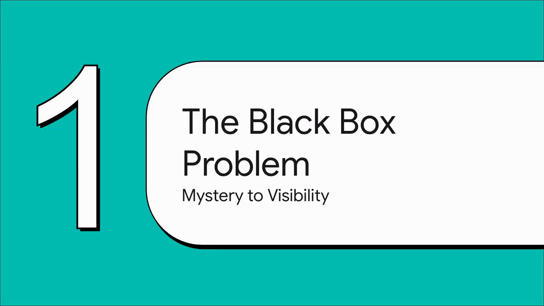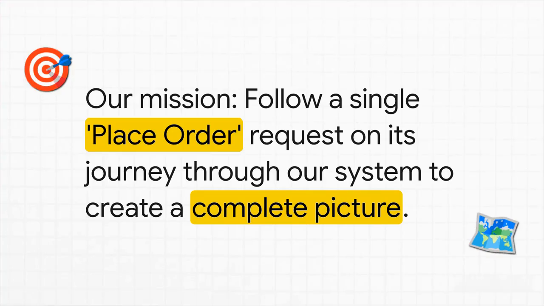This all comes down to what we call the black box problem. Our systems are so distributed these days, spread across different APIs, message queues, databases, that when something breaks deep inside, it feels totally opaque. You just can't see in. Our mission is pretty simple. We're going to install some windows into that black box. And to make this real, we're going to follow one of the most critical user journeys there is, placing an order. We're going to track this single action from the user's browser through every single hop of our AWS infrastructure and build a complete, unified picture of what really happened.